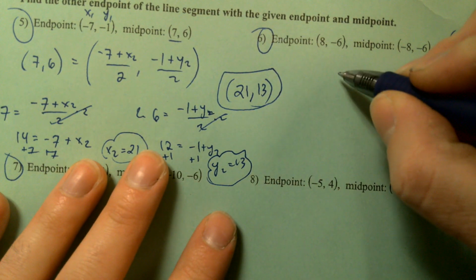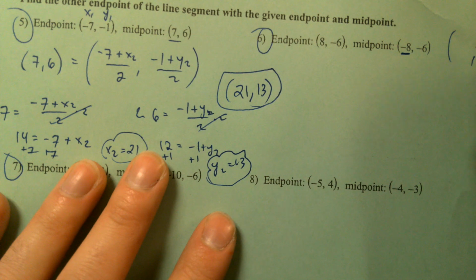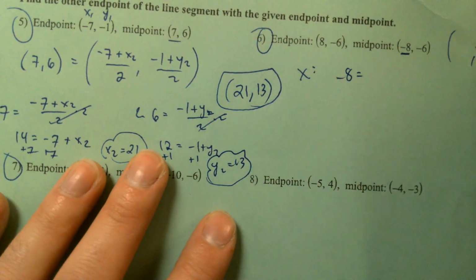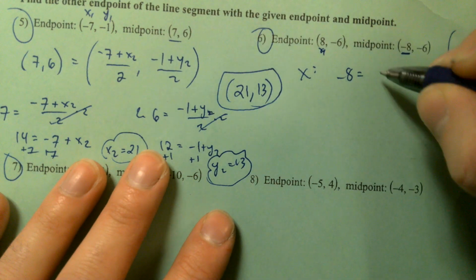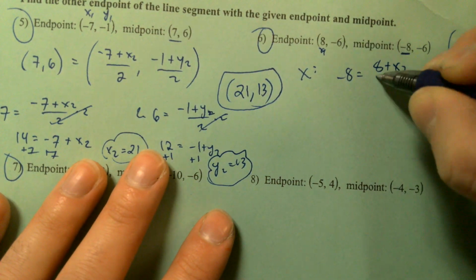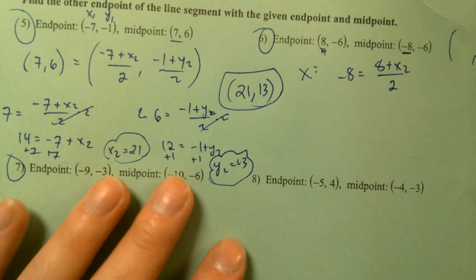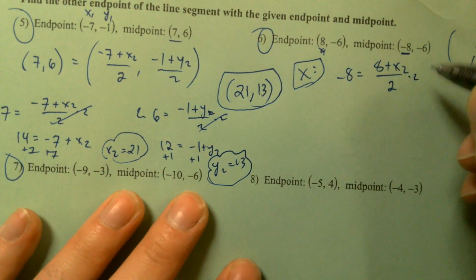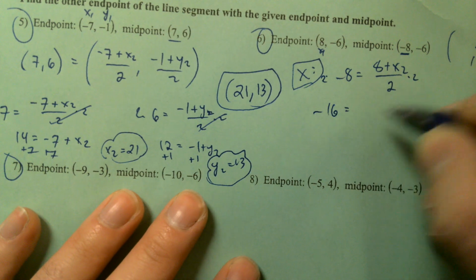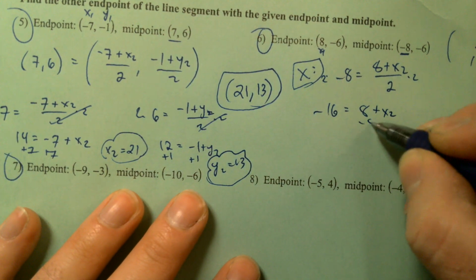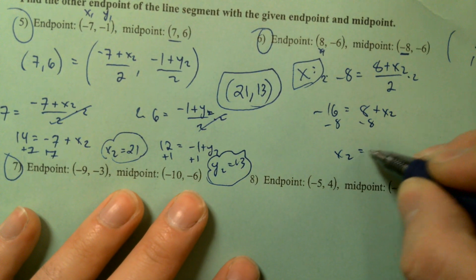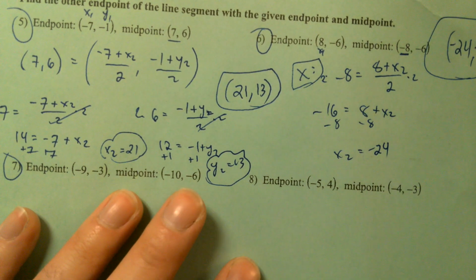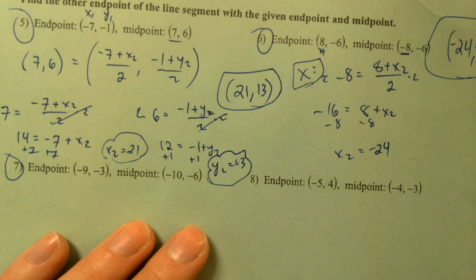What we can set up, let's say this is just for the x. My midpoint's at negative 8. I know that's going to be x1 plus x2 over 2. Right, so this is just my x side of things. I'm going to multiply by 2. I get negative 16. I'm going to subtract 8, and I get negative 24. So my point, negative 24, negative 6. There's my other endpoint right there.